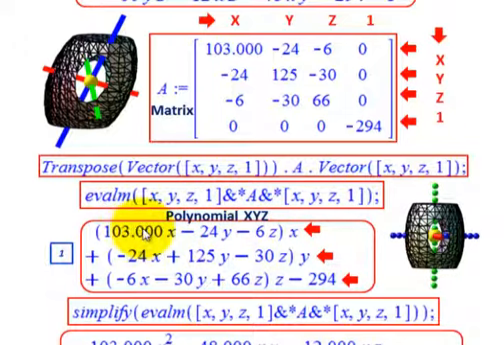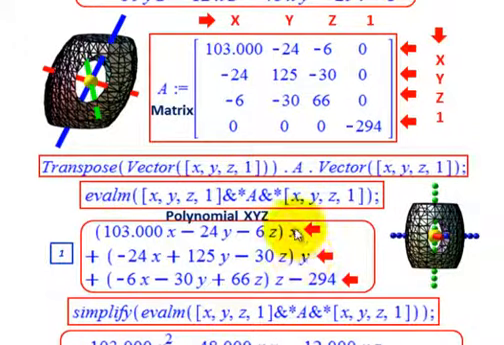Let's just understand the basics of what's going on here. That first row here, 103, minus 24, minus 6, let's look at that. The 103 was for the x, minus 24 was for your y column, and minus 6 was for your z column. And that's all taken times the first row here, row x. And the same for the next ones. Then you just have minus 24 for the x term, 125 for the y term. Remember, that's on our diagonal. And then minus 30 for your z terms. And that's all times y.